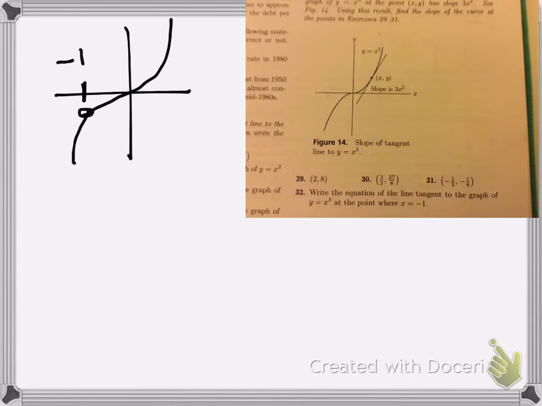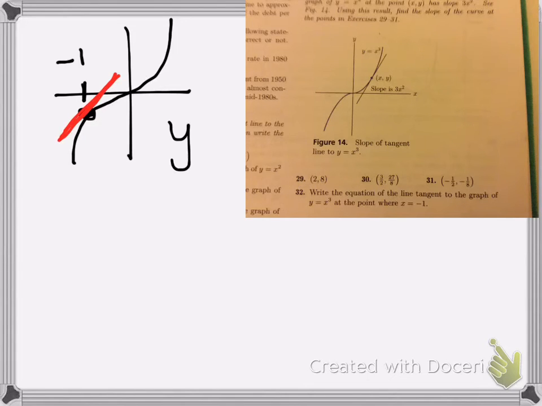Okay, so for 32, it says that x is going to be negative 1. So let's see what that looks like. Here is my curve. Say this is negative 1. So that's my point on the curve, and I'm looking for the equation of the tangent line right there. So it looks like it's going to have a positive slope from what I've drawn so far. So let's set up our equation.